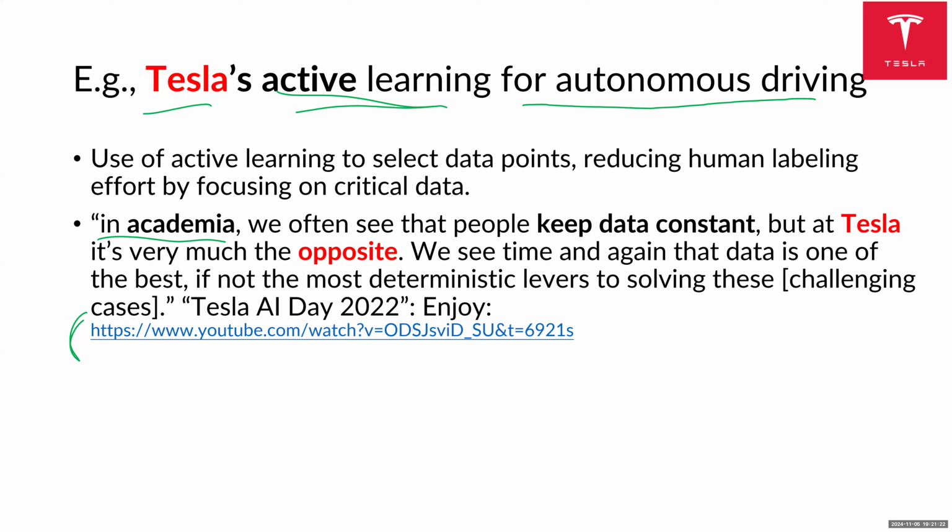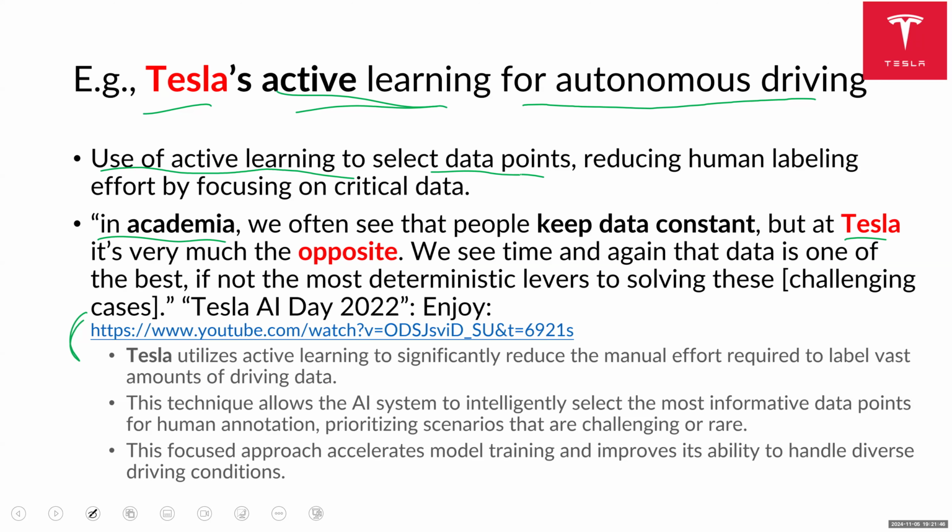So now Tesla, it's very much the opposite. We see time and again that data is one of the best, if not the most deterministic, levers to solving challenging cases. So that's why they do the opposite. What they do is use effective active learning to select data points, reducing human labeling, focusing on critical data. So these are the points they mention. I'm not going into details; if you are interested, you can read how they do it. But the basic point is Tesla is doing active learning for their autonomous driving.